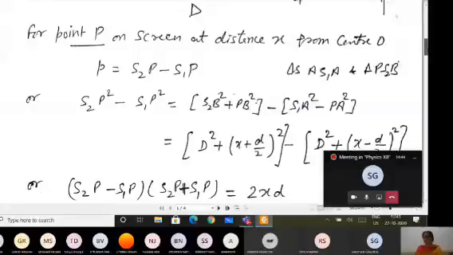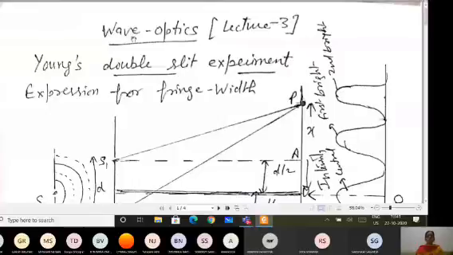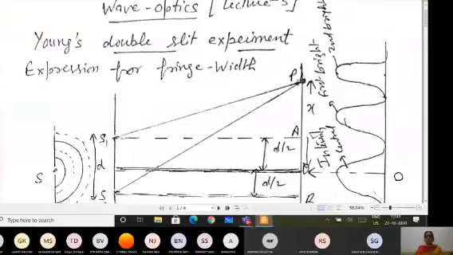Dealing with wave optics in continuation only. Third lecture of this, we have discussed interference in the previous class. It means superposition of two waves which have the same wavelength, same frequency, moving along the same direction, and to get a better interference pattern, both should have the same amplitude as well.